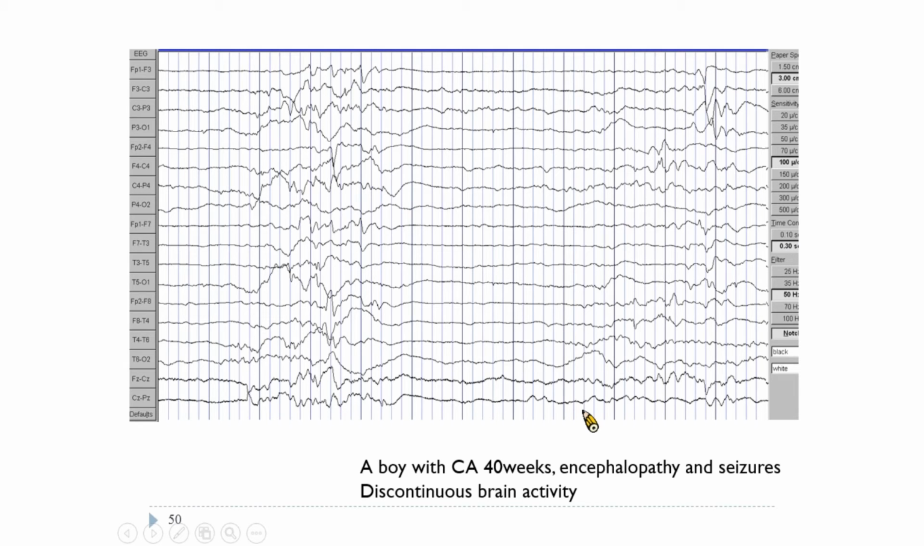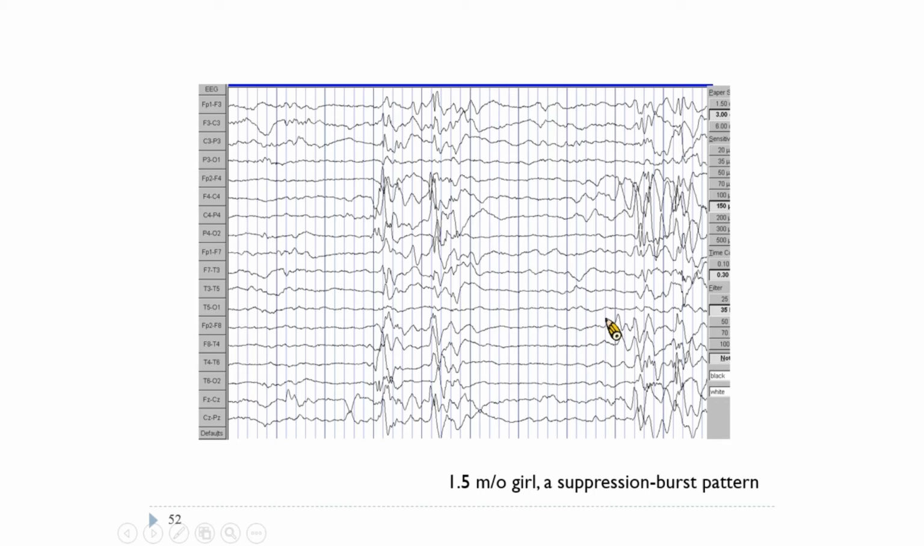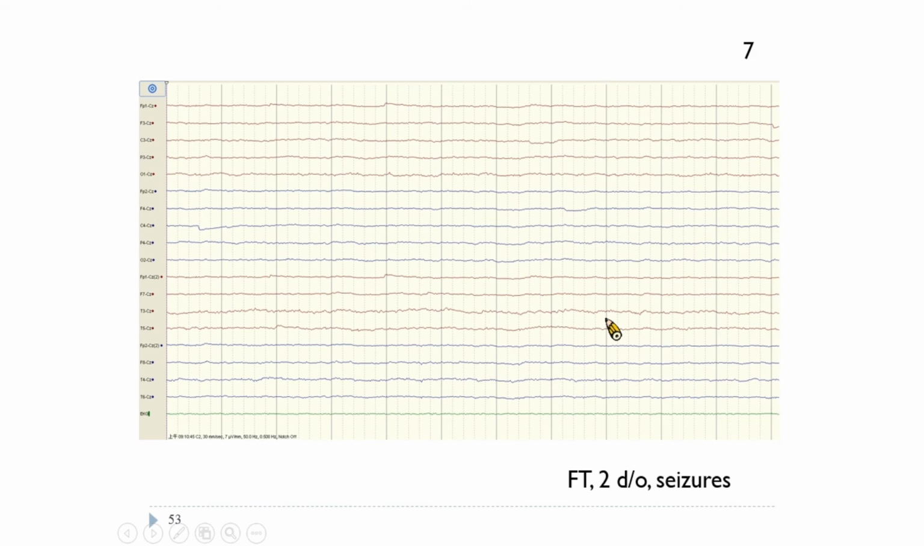This is a newborn of CA 40 weeks with encephalopathy and seizures. We can see the discontinuous background activity. This is a 1-month-old full-term boy with dysmorphism, poor activity, and NG feeding. We can see the asynchronous background. A very pathological picture of this one. From a 1.5-month-old girl, the suppression burst.